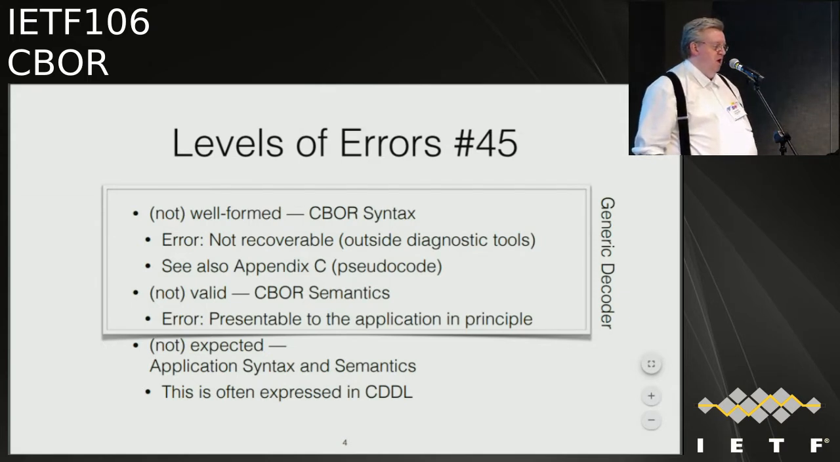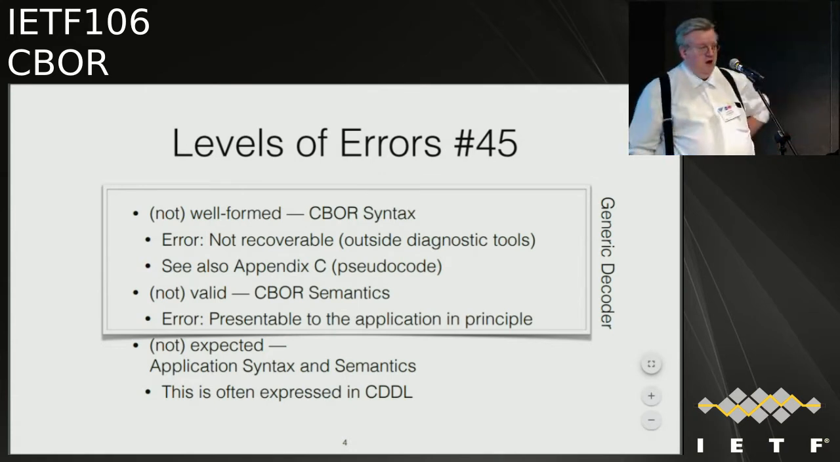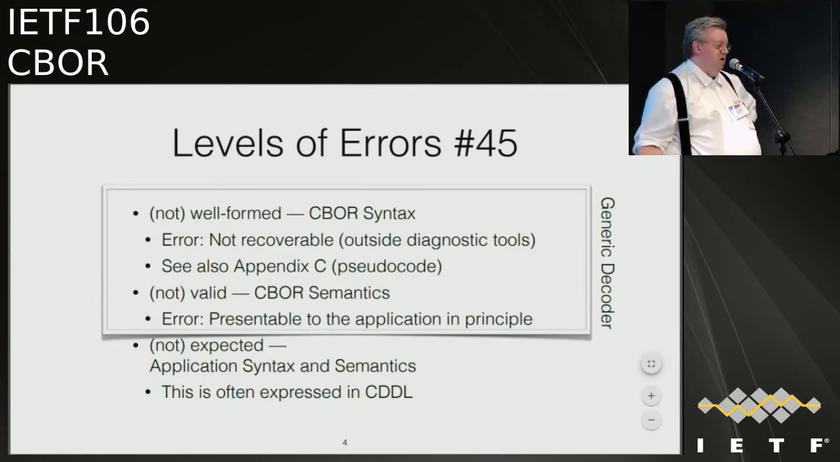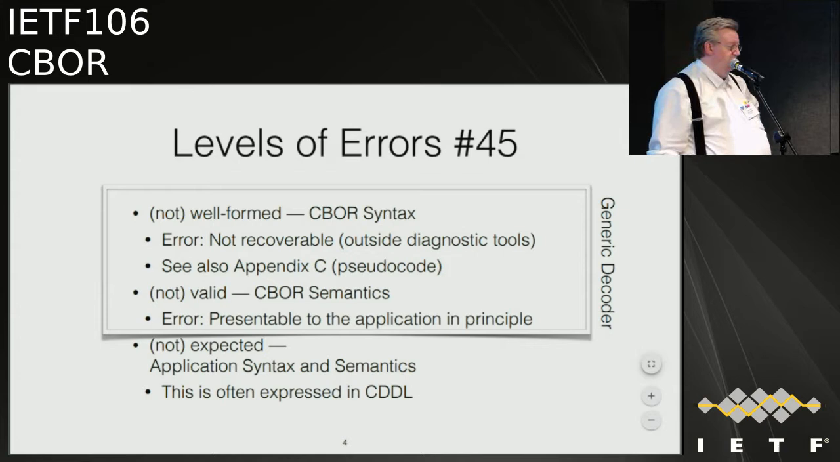Semantic errors are, of course, also errors, but it may still be possible to present a data item with semantic errors to the application if there is a way to indicate those errors. So the first two of the three levels here happen at the level of CBOR in the generic decoder, for instance. And then there is the third level. Of course, most applications will need some form of validation on top of the validation the generic decoder can do. And this is out of the scope of this document.